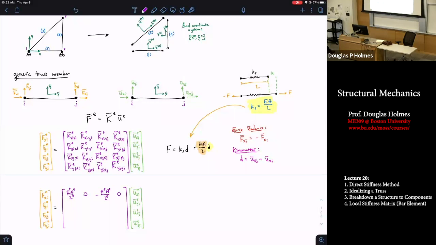If you know that the forces in the y direction are zero, you probably could quickly put together that the second and the fourth row of this matrix should be all zeros. And again, we know that the displacements in the y direction should be zero, so we should be able to pick out that this is zero. And this is zero. What are the other two entries?